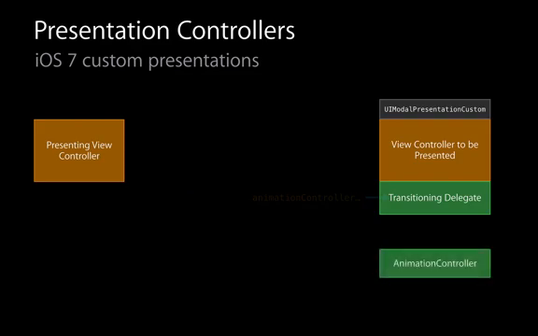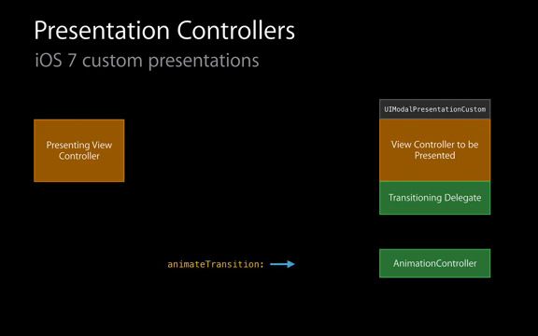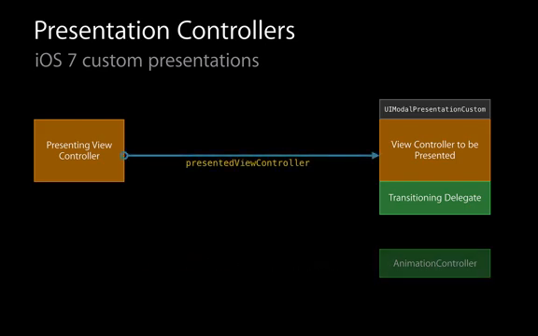UIKit will ask the transitioning delegate for the animation controller, that is, your object that is vended by the transitioning delegate that you've set. At which point, UIKit prepares this internal object, which conforms to the context transitioning protocol, to set up some information that you need to know in order to drive your custom transition. The views that are participating in this custom presentation are accessed via this view controller for key property. And then there's frame information and all of that stuff. Now, this object is passed into another method that is generated by UIKit to your animation controller, animate transition. You do your animation, the presentation's complete, and the animation controller goes away, and everything's good.